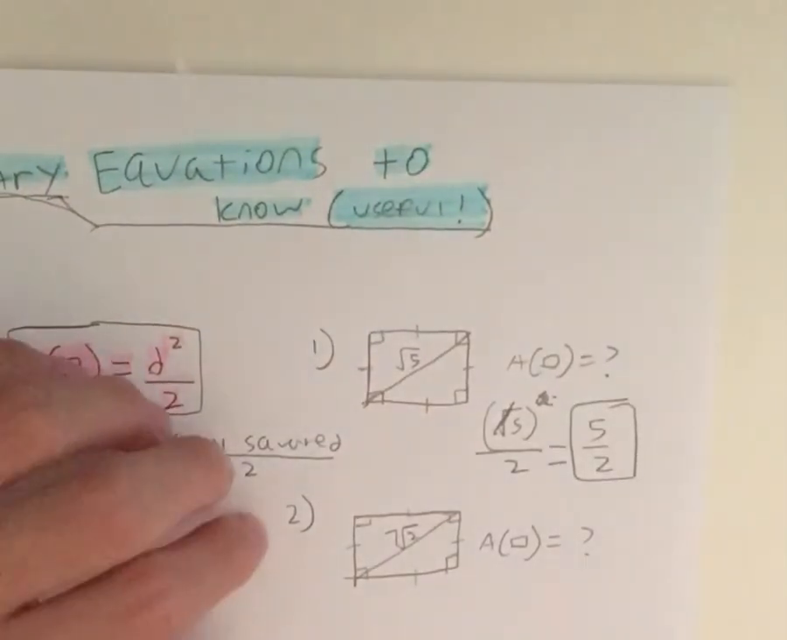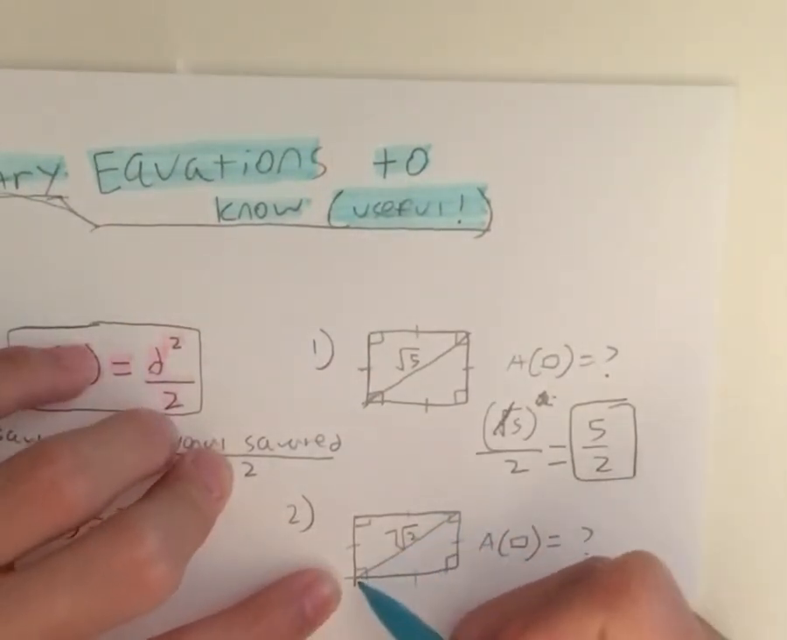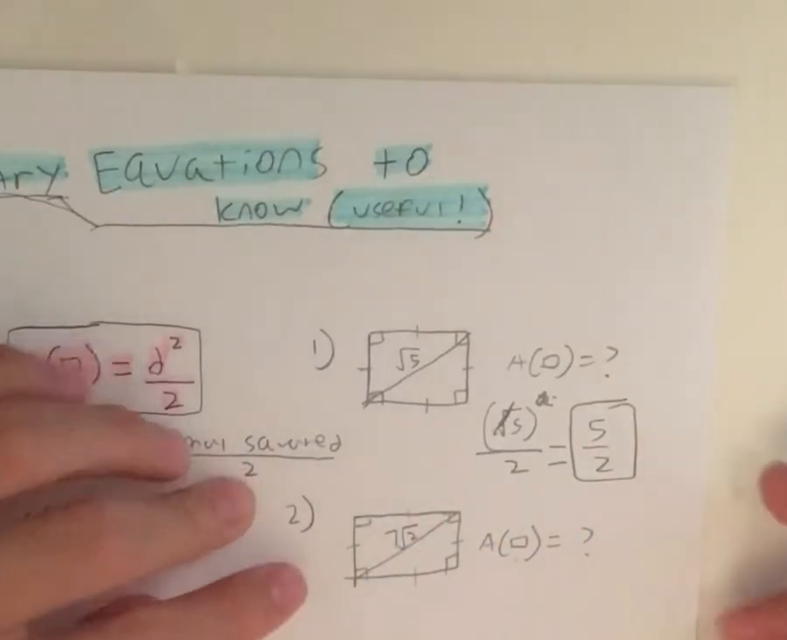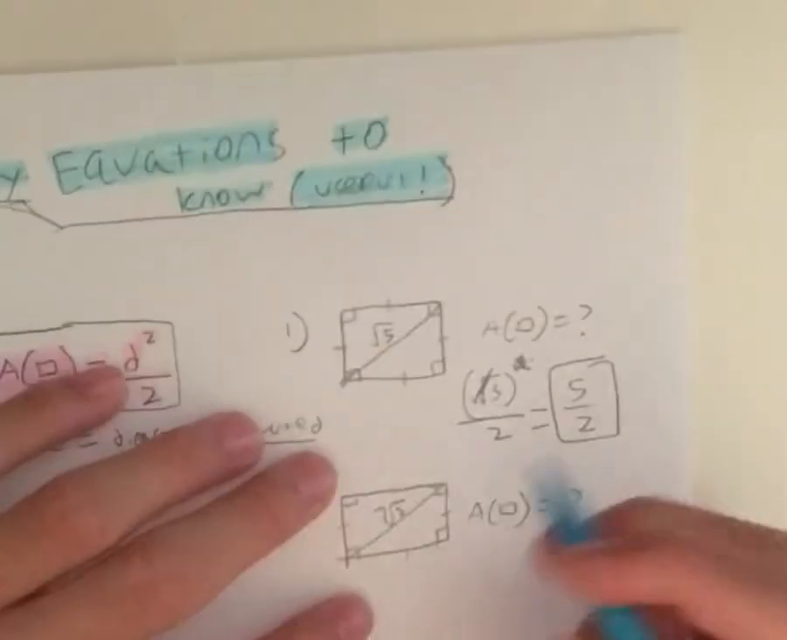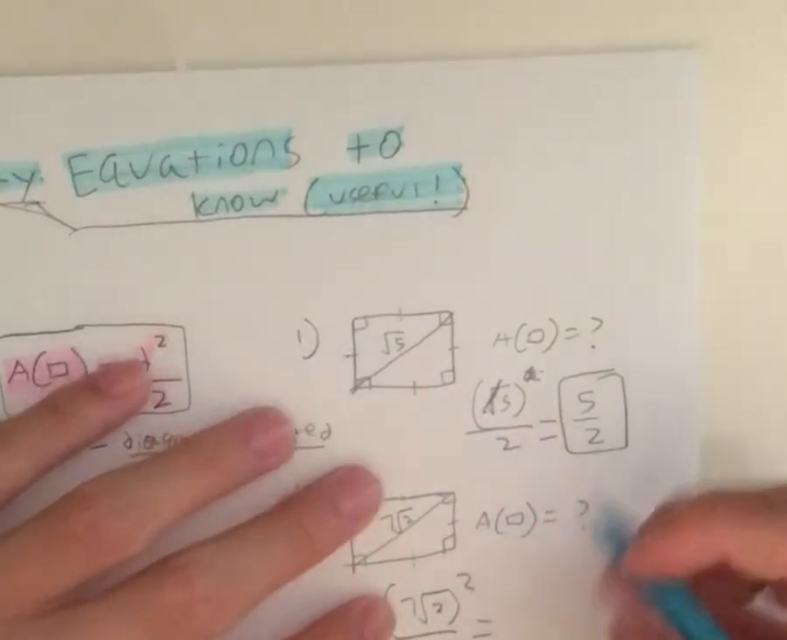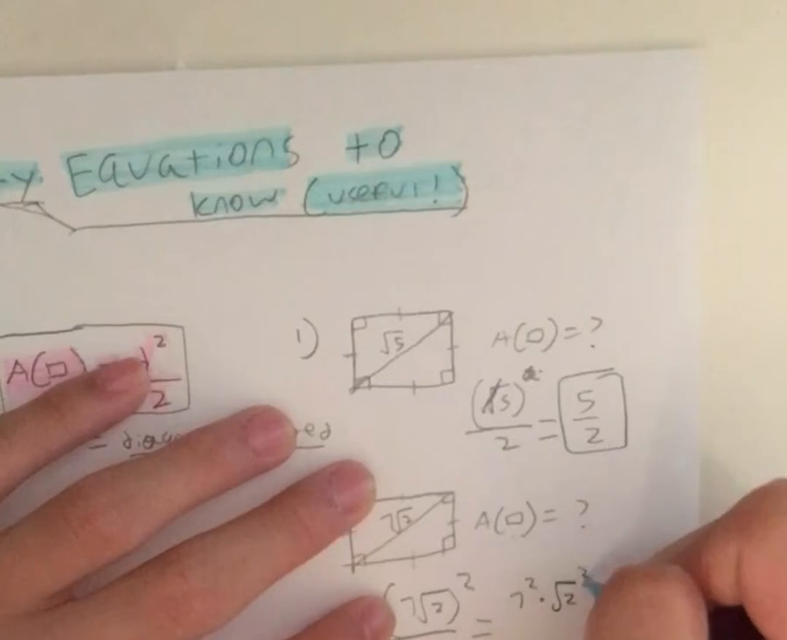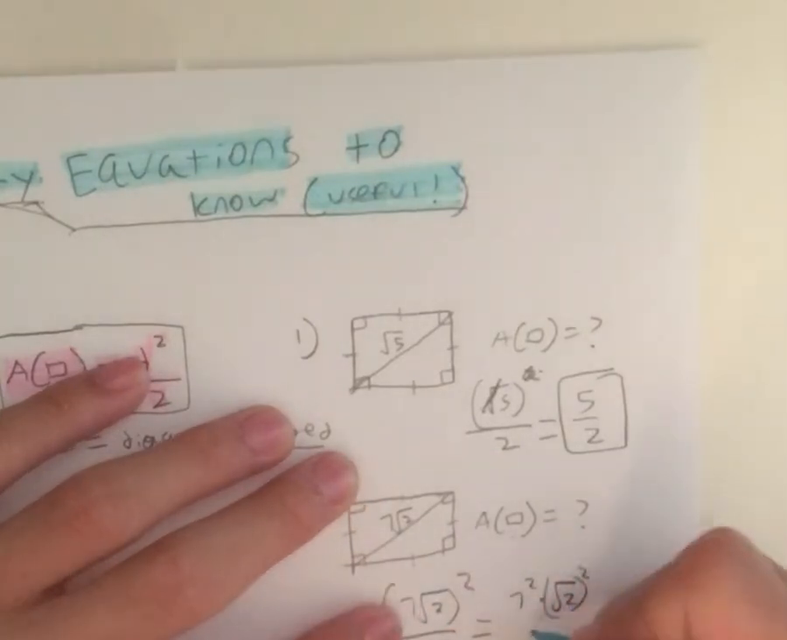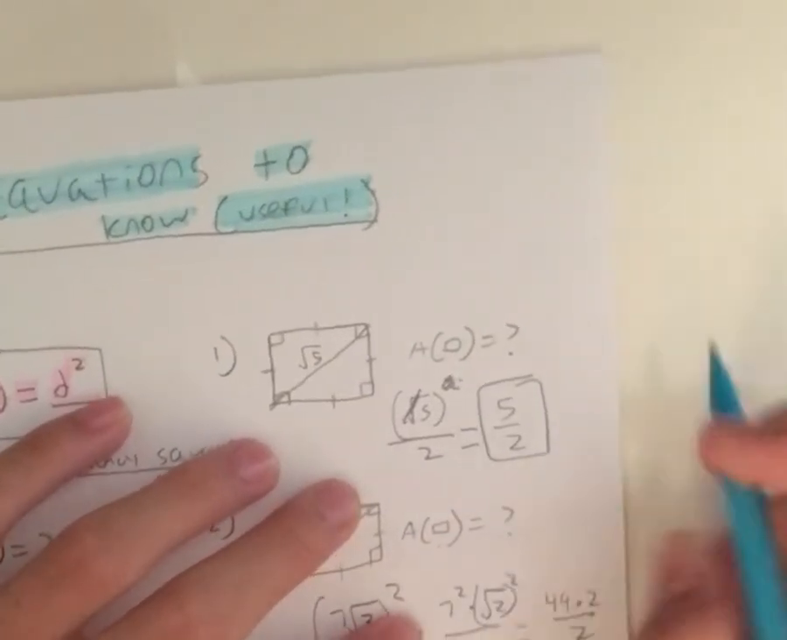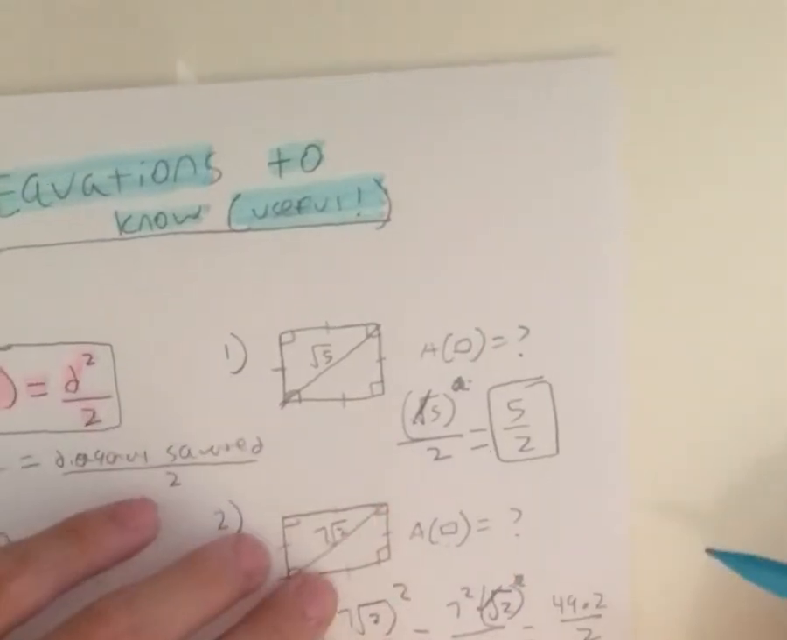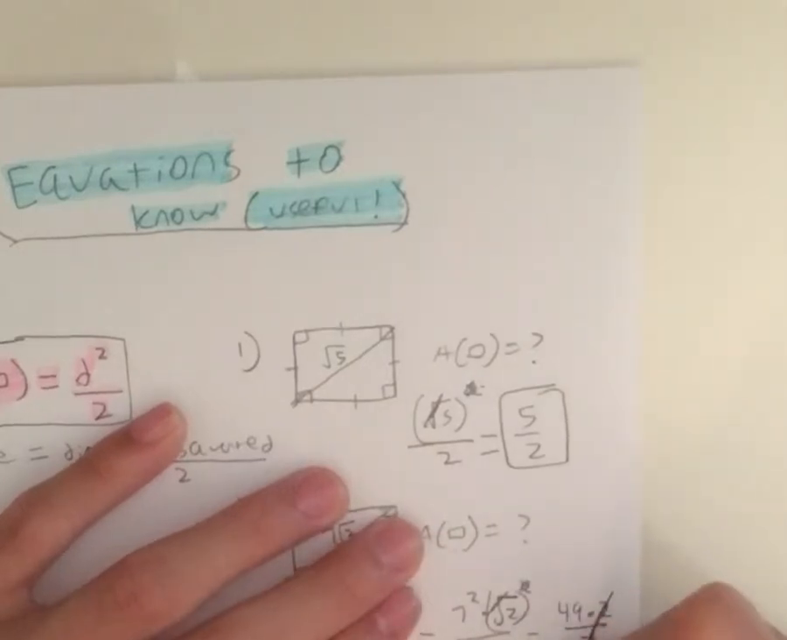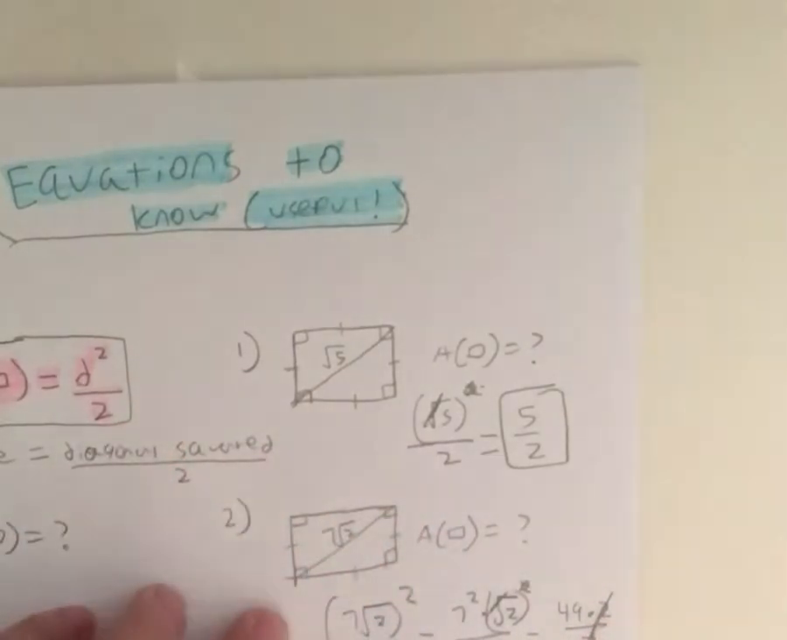So let's move on to question 2. We're given this square with a diagonal of 7 root 2. They're asking us to find the area again. So what formula are we going to use? Diagonal squared over 2. So that'll be 7 root 2 squared over 2. This can be simplified to 7 squared times root 2 squared over 2, which can be rewritten as 49 times 2 over 2. The root and the square cancel out. You guys got to know how to do that. And now 49 times 2 over 2, the 2's cancel out, giving you an area of 49 for this square.